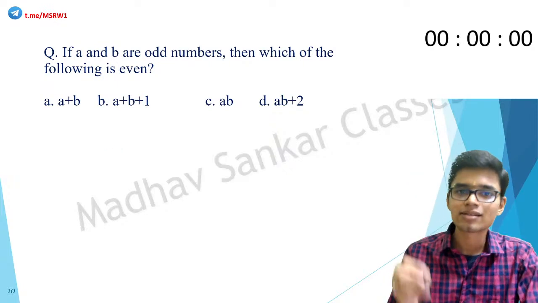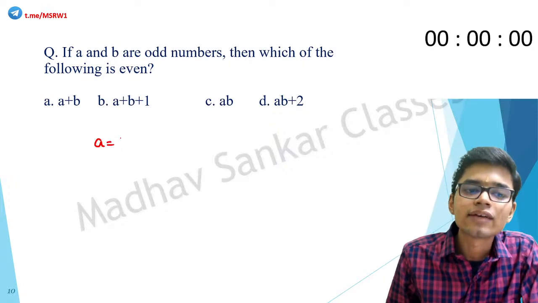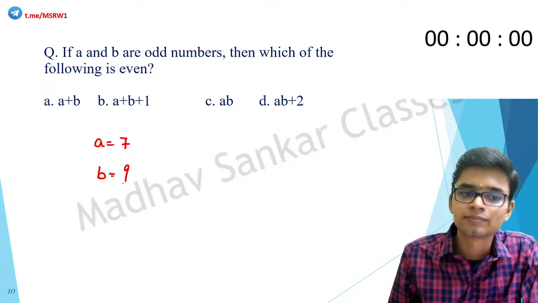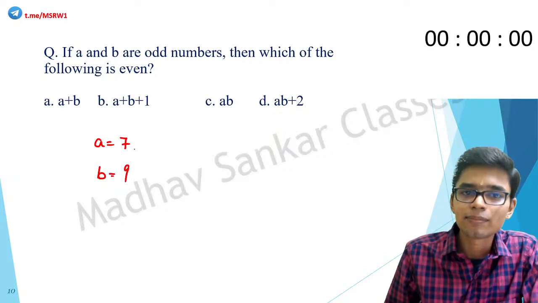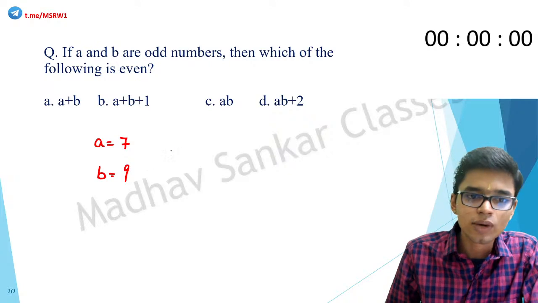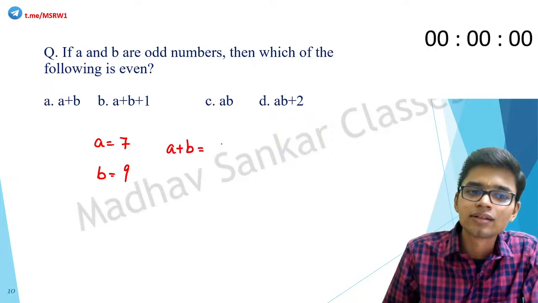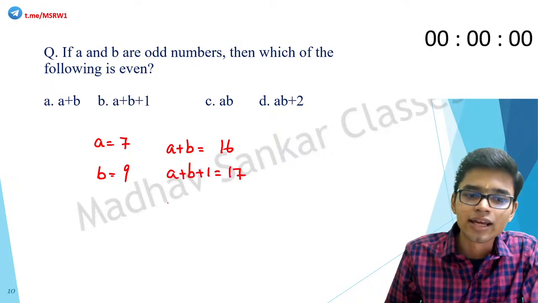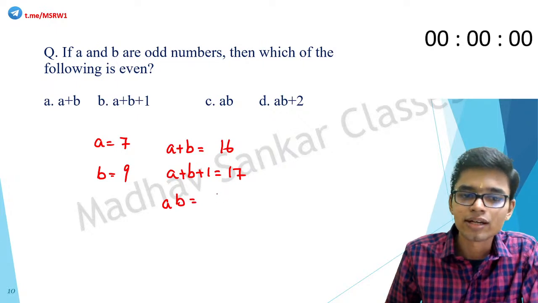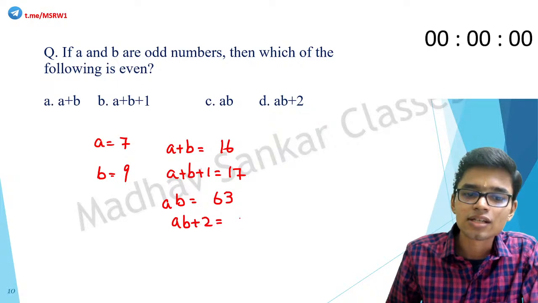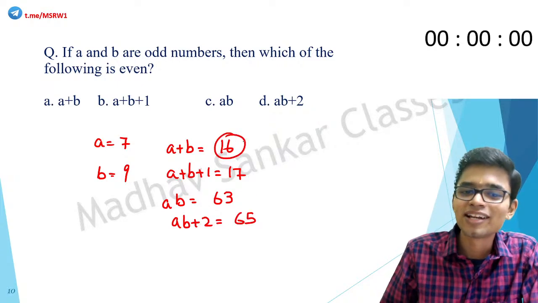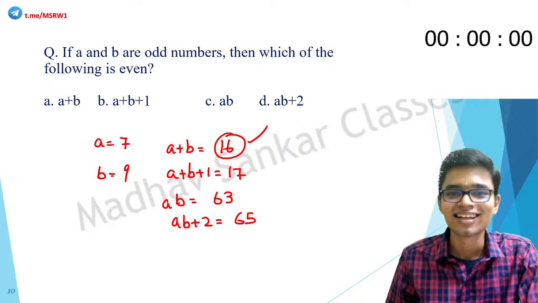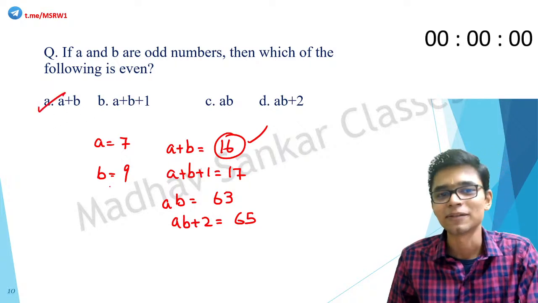Let's take some examples and do it. Let A be equal to 7 and let B be equal to say 9. Both A and B are odd numbers. So what is the value of A plus B? A plus B is 16. A plus B plus 1 is equal to 17. AB is equal to what? 7 into 9, 63. And AB plus 2 is 63 plus 2, which is 65. So here we have only one even. This is the easiest way to answer this. Correct answer, very good Divya, it is A plus B.